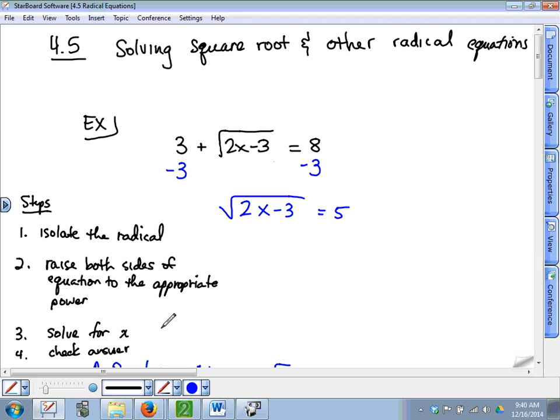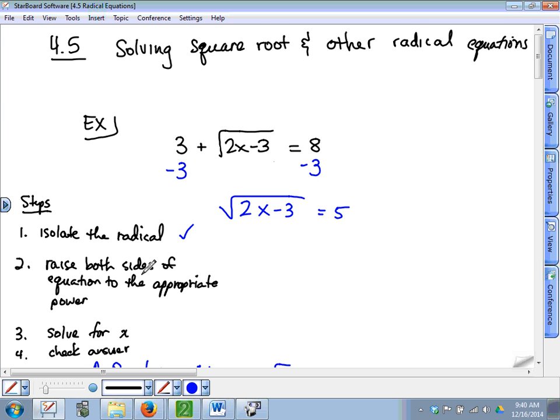Now sometimes it's not quite as easy. Sometimes there are a few more steps involved with isolating the radical, but all we have on the left side is just that square root. So the radical's isolated. Step 1, done.